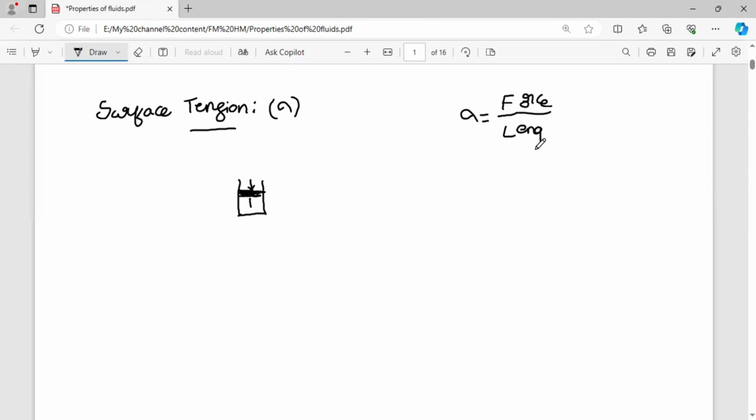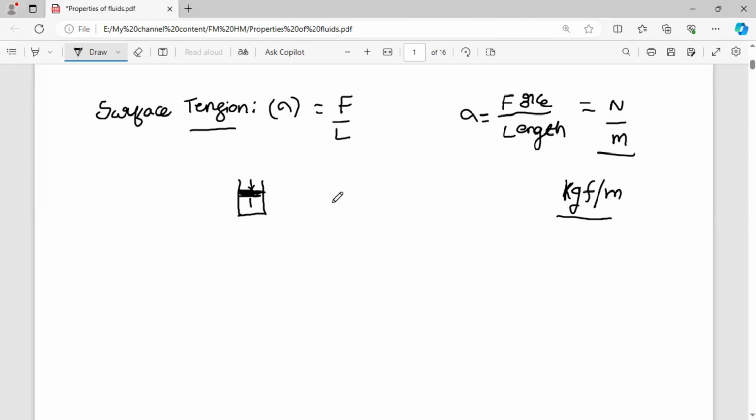So here sigma equals force by L. Now what are the units? Force is in Newton and length is in meter. The SI unit for surface tension is Newton per meter. Or Newton can be written as 1 kg force also, so kg force per meter is also a unit for surface tension.